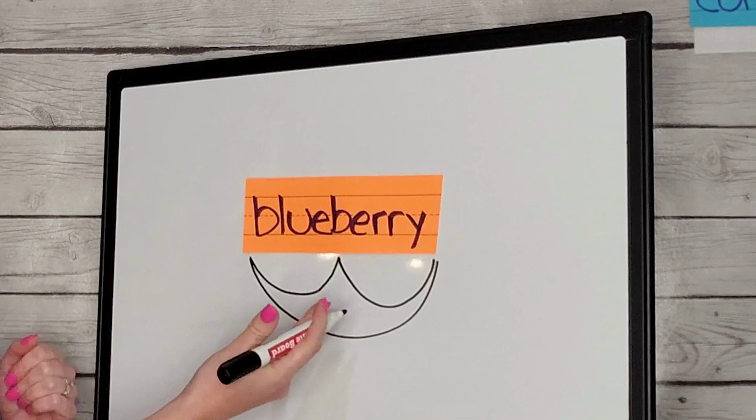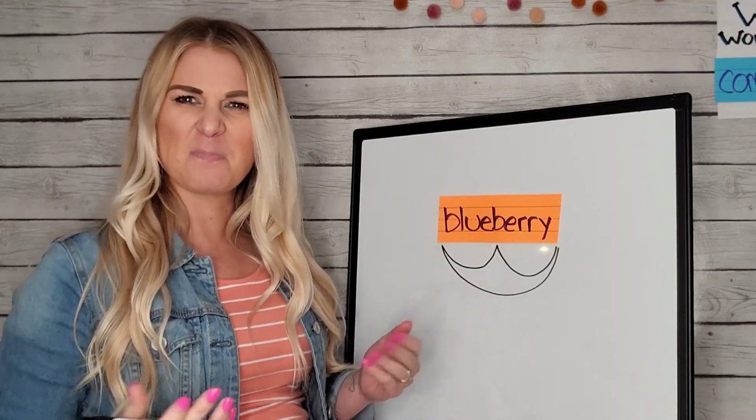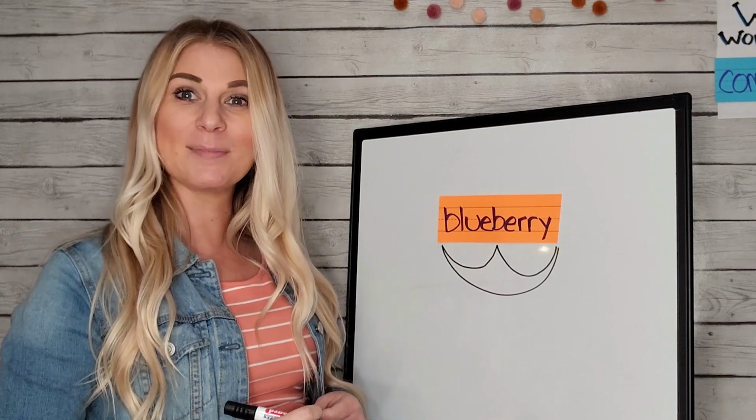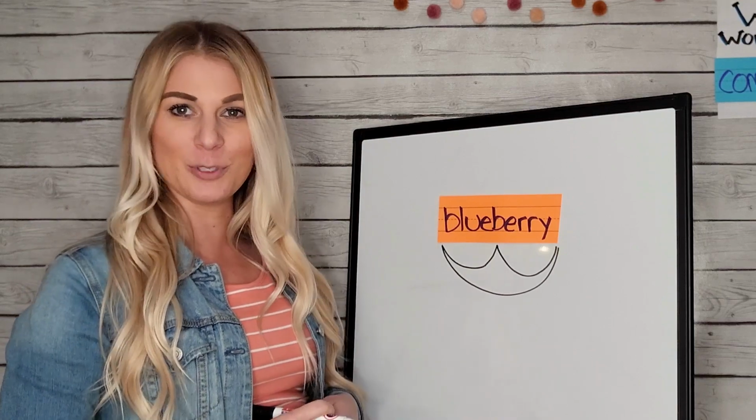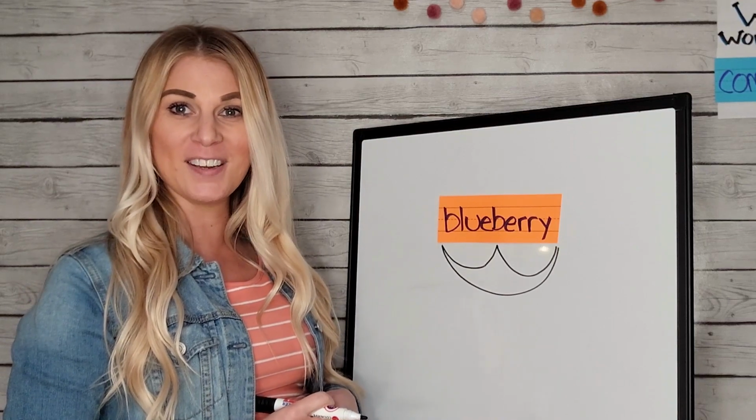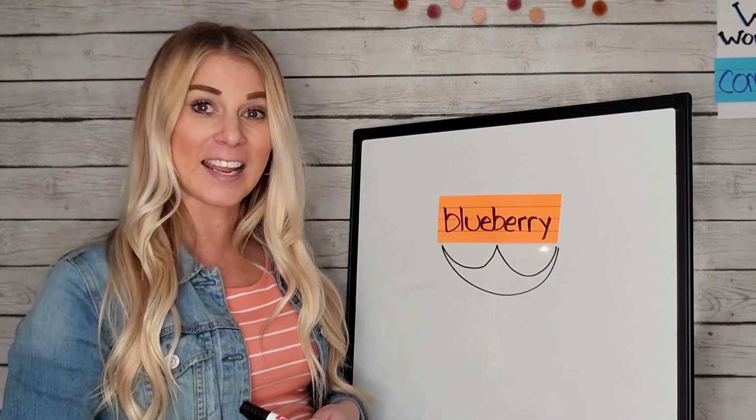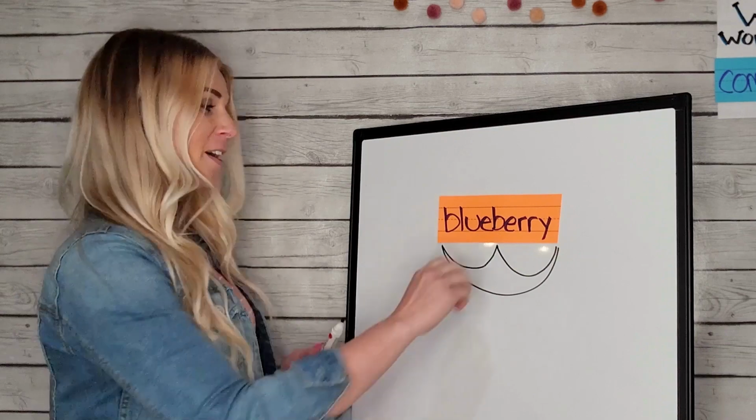Blueberry. Blueberry. What's a blueberry? Oh, I know. It's a berry that's blue. We have lots of blueberries that grow here in Michigan. Yum! Readers, are you ready to try and help me read our second compound word? Here we go.